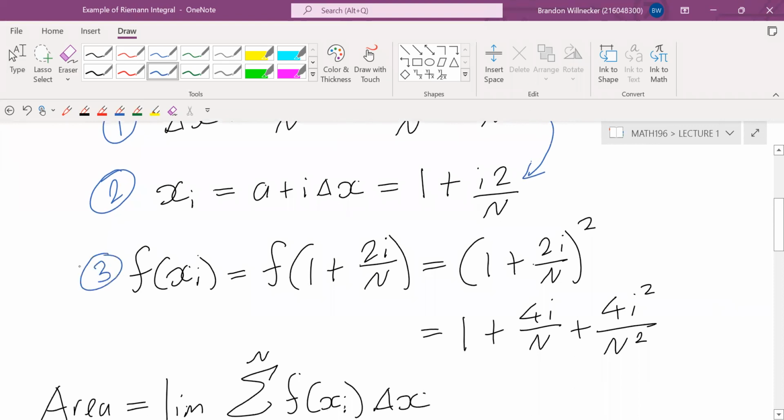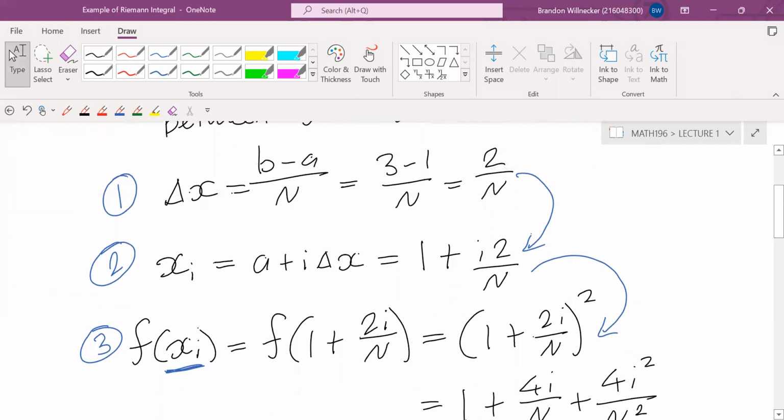Okay, the third thing that we need to do is calculate the height of the rectangle. So that is f evaluated at the sample point that we just calculated. So that goes down here. So we can see step 2 needs step 1 and step 3 needs step 2. So you must be very careful with these first 3 steps. If you make a mistake on step 1, you see how that carries down to all of the other steps. And that's going to be really bad.